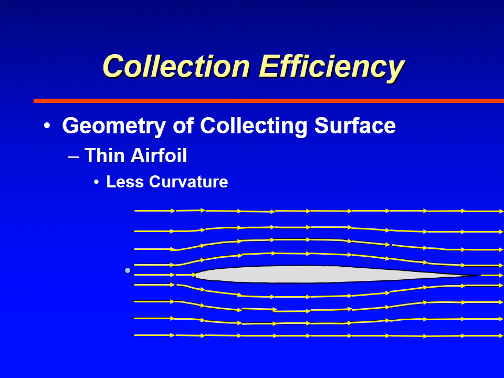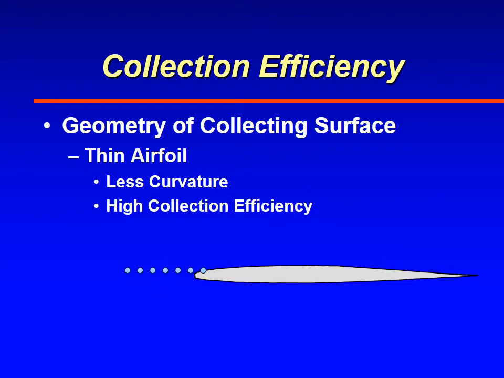So if you have a very thin airfoil, the air is not deflected as much around a thin airfoil. Notice that the streamlines are pretty close to the airfoil itself. Because of that, the droplets follow the streamlines and they tend to strike the airfoil because the droplets are not disturbed or pushed away from the airfoil itself. So objects or airfoils that have less curvature, or very small objects, tend to have a very high collection efficiency. They get a lot of ice.